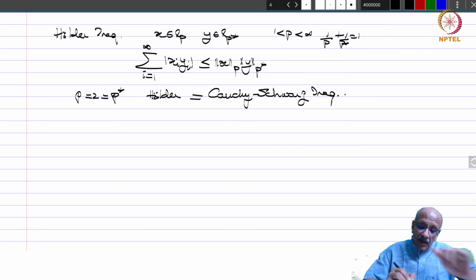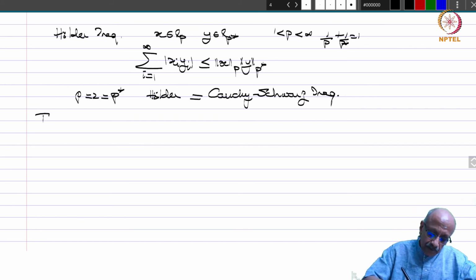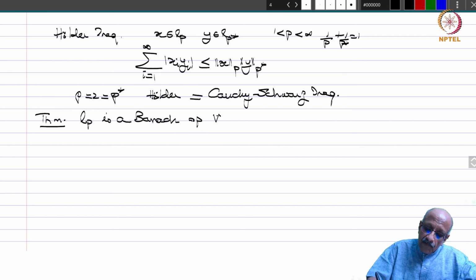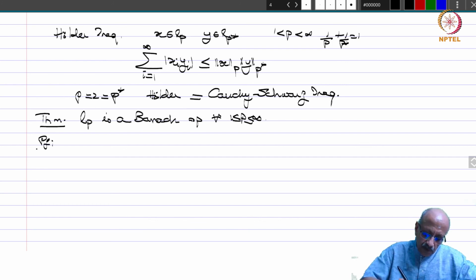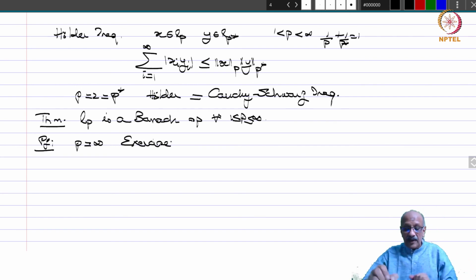Okay. So finally, theorem. ℓ^p is a Banach space for every 1 ≤ p ≤ infinity. So proof. So p equals infinity, I will leave it as an exercise. Yes, again, much easier than the previous one.